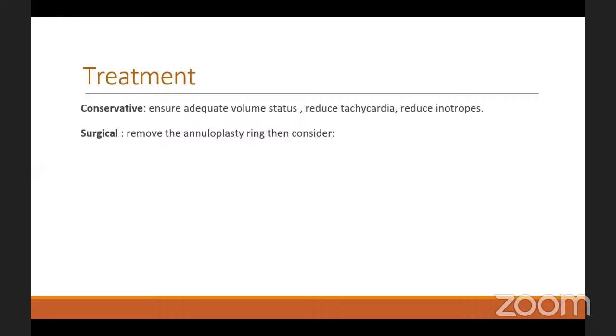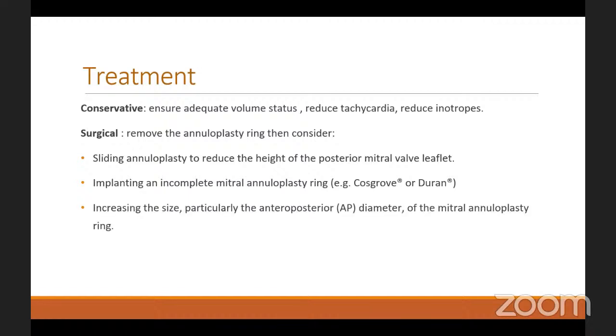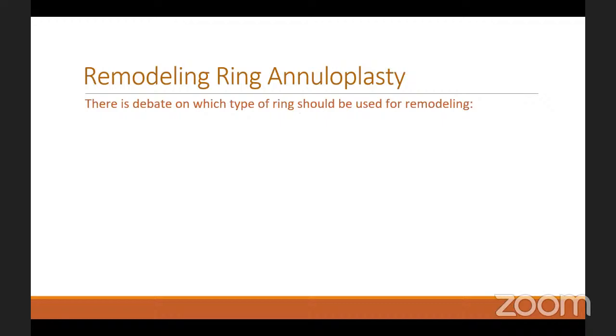The management of SAM is mainly conservative, starting with adequate volume, reducing tachycardia, and reducing inotropes. And if this doesn't work, then we go for the surgical option, where we can remove the annuloplasty ring and consider either sliding annuloplasty or implanting an incomplete mitral annuloplasty ring, increasing the size of the anteroposterior diameter, or we can use an Alfieri stitch edge-to-edge technique to reduce the risk after lowering the height of the posterior leaflet.